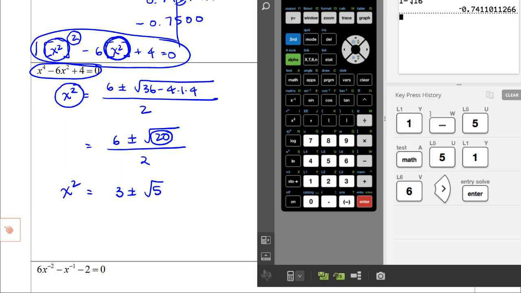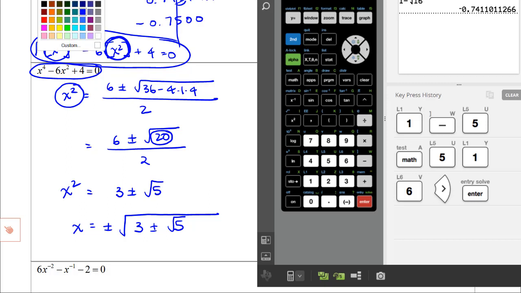Okay. Now we're not done. X equals what? Now it's plus or minus, correct? And you would think we were done. And luckily, you're right. But I want you to be aware of one small thing. You see this?